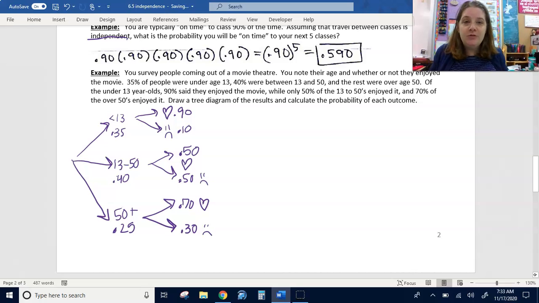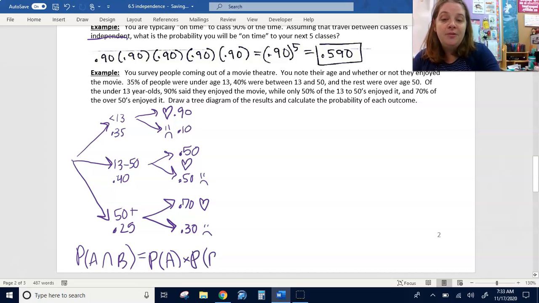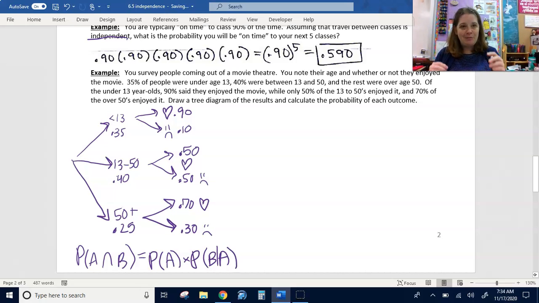Okay, and it says draw a tree diagram of the results and calculate the probability of each outcome. Now in this case, these are not independent, because the 90%, the 50%, the 70%, those are conditional based on the ones before. So instead of using the probability of A and B, where we want to find both of them and where they cross, we're not going to be able to say probability of A times the probability of B. Instead, we've got the probability of B given A. So each of these secondary branches are not independent probabilities. Those are conditional probabilities. It's 90% of the under 13-year-olds.